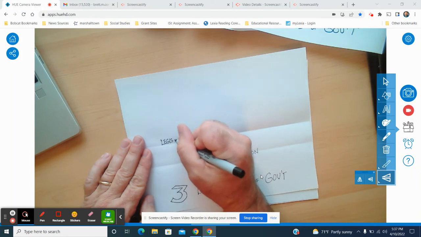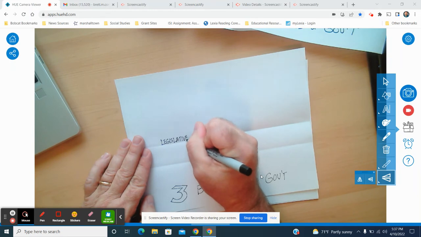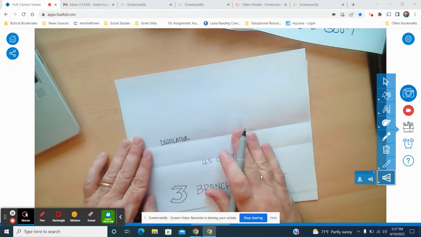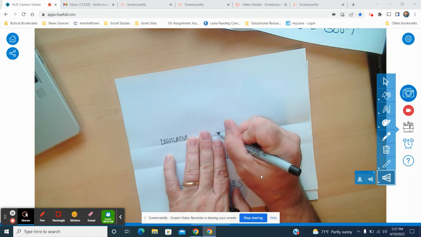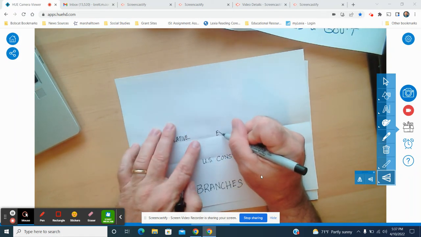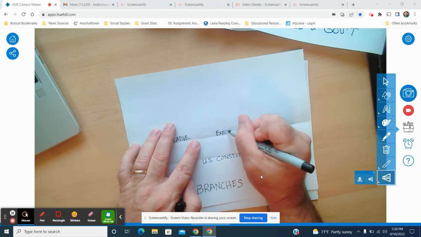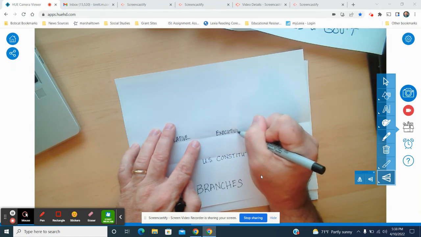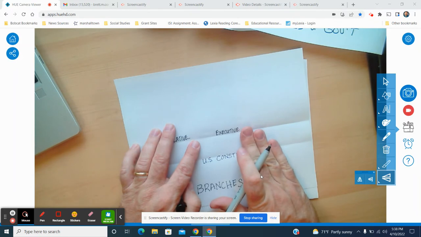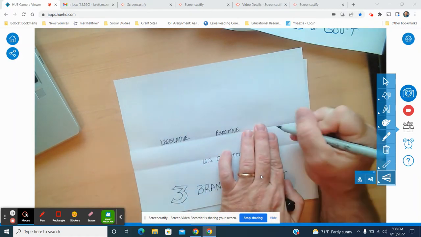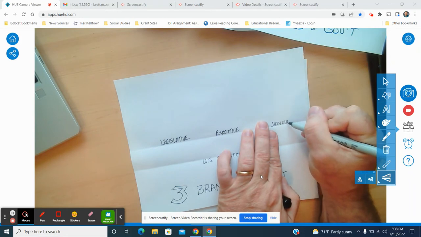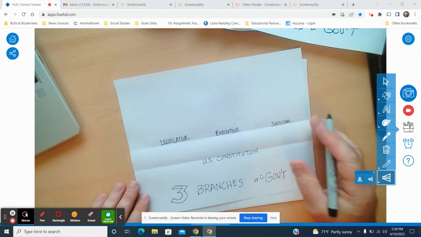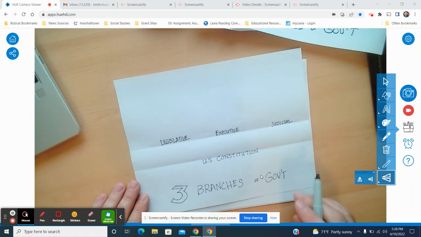Don't write it too big. And then we're going to take a little space here, just about 2 fingers worth, and we're going to write Executive. I'm going to come over here about 3 more fingers away, and we're going to list the word judicial. Okay, so we've got legislative, executive, and judicial.